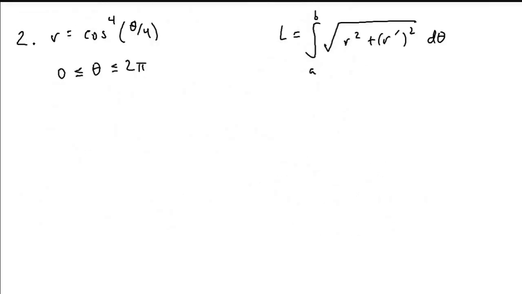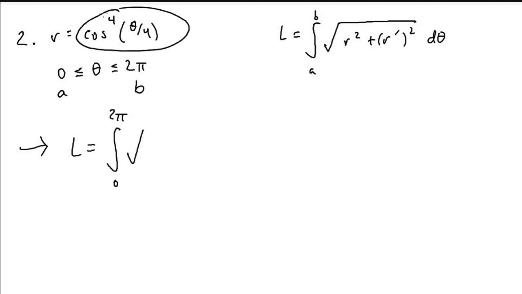So now for number 2, let's say we have the equation r equals cosine to the 4th of theta over 4, and notice our bounds are already given to us from 0 to 2 pi. So those will be our a and b values. So jumping into the equation here, we get the arc length is going to be equal to the integral from 0 to 2 pi, our a and b values, of the square root of r squared.